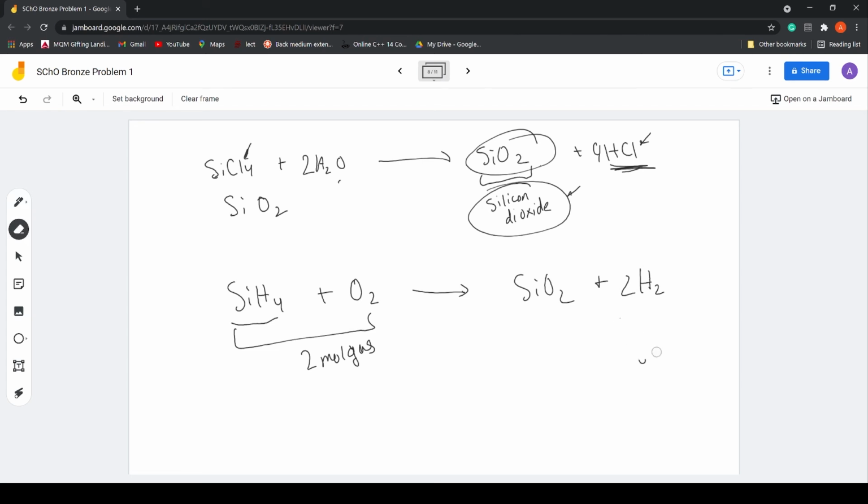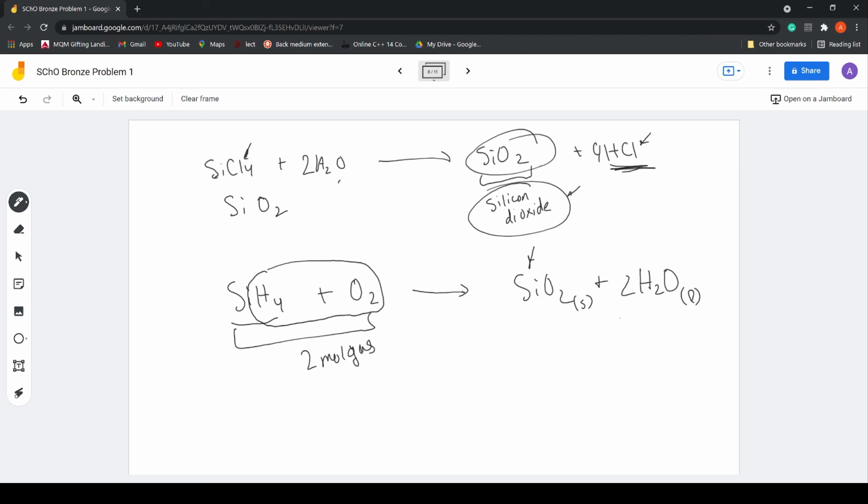Instead, what's another thing that we could form with H2? All our silicon is accounted for here. What's another thing we could make with H2 or H and O? We can make water. Water is a liquid, right? Silicon dioxide is a solid. Think of glass, silicon dioxide, that's a solid. Water is a liquid, so now we're not forming any gas.